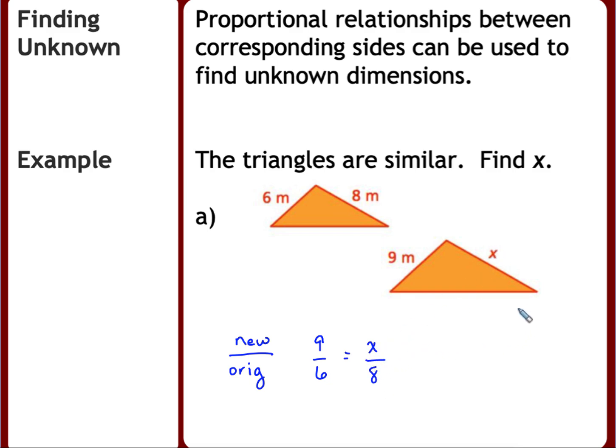And now I need to solve this proportion. So I can do cross product. 6x is equal to 9 times 8, which is 72, and that's easy enough. Or I can see this can be simplified. 9/6 simplified is 3 halves. It's equal to x over 8. And I know that 2 times 4 is 8. So 3 times 4 tells me that x is equal to 12 meters. 3 times 4 is 12.